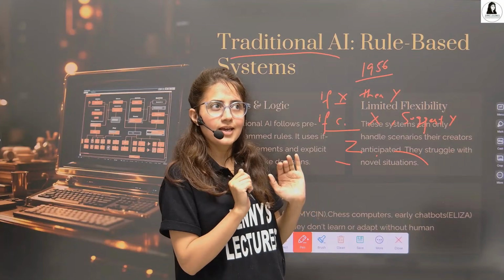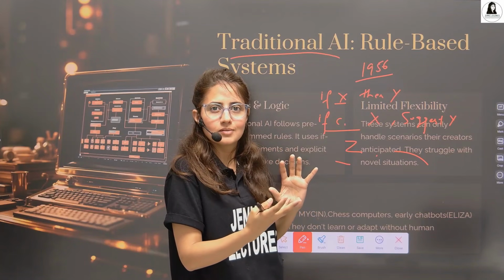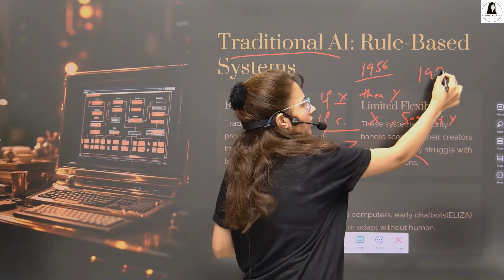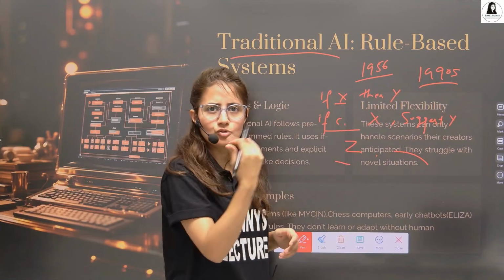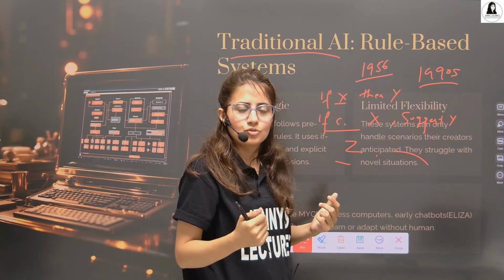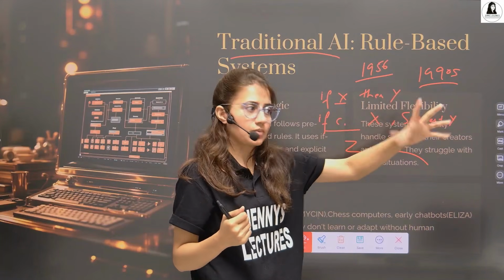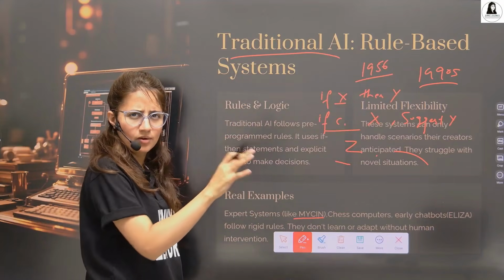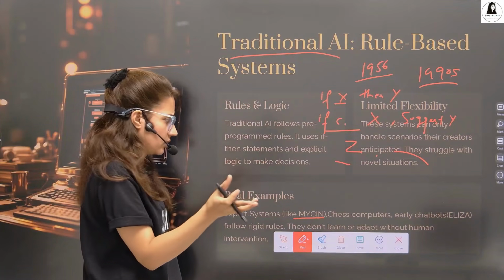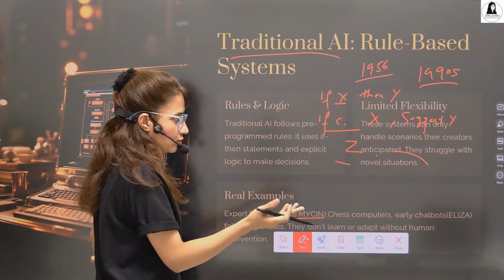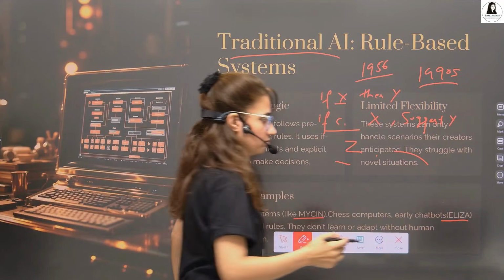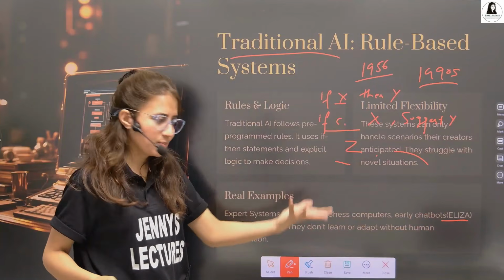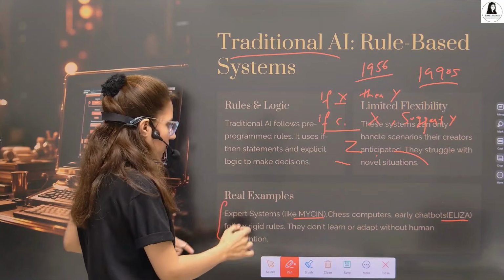They are not able to learn from the data. There was no machine learning concept at that time. The machine learning concept came into picture in the 90s. Before that, there was no such kind of concept. So these were traditional AI systems, like we have discussed MYCIN, a system for diagnosis of a disease in medical. Chess computers also, and the early chatbot, Eliza. Okay, but that was also not a successful experiment. But all these things come under traditional AI.